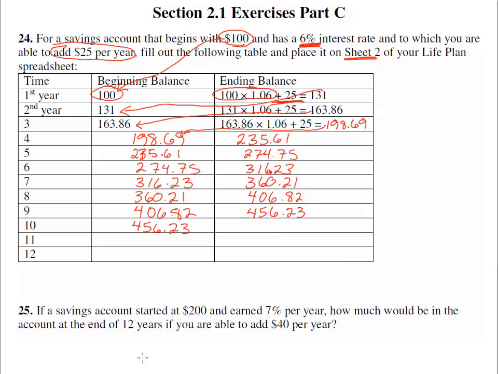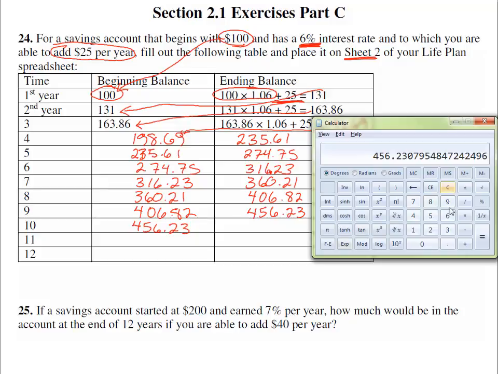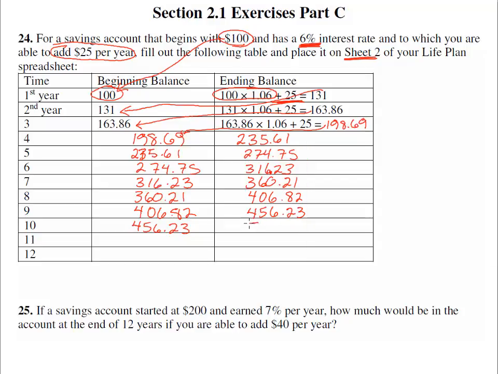456.23. For the end of year 10, we're going to times by 1.06 and add $25. And we get 508.60.